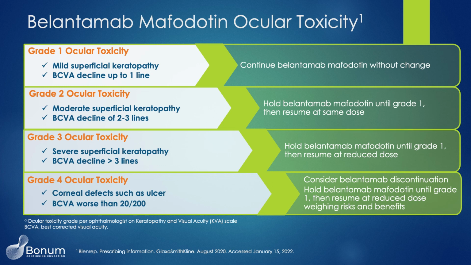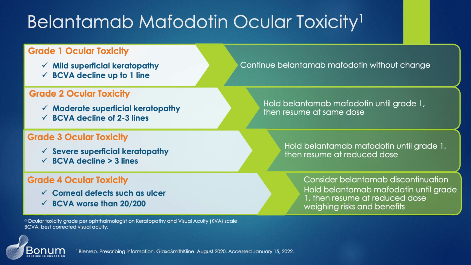Grade 2, the patient now has some superficial keratopathy that is moderate, and the visual acuity has declined by 2 to 3 lines. And that's a pause. Those patients, we need to hold the belantamab mafodotin and continue the periodic eye exam until it improves to grade 1. And in that case, you can resume the belantamab mafodotin. Grade 3 ocular toxicity is when you have a severe superficial keratopathy or you have a decline of more than 3 lines. And of course, in those patients, we're also going to stop belantamab mafodotin, continue the periodic eye exams, and then resume if the patient is deriving clinical benefit, but at a reduced dose.